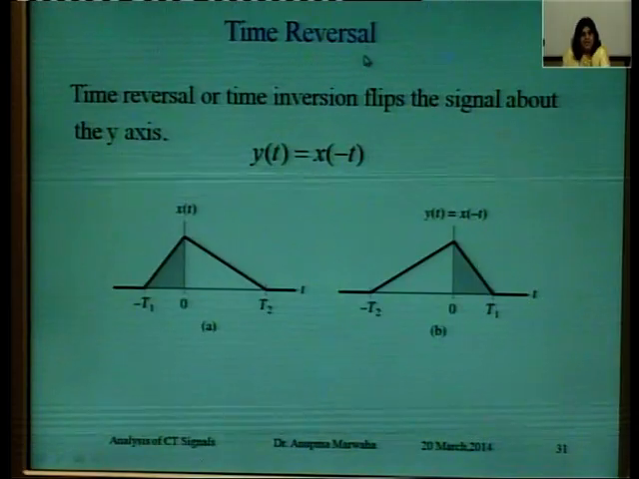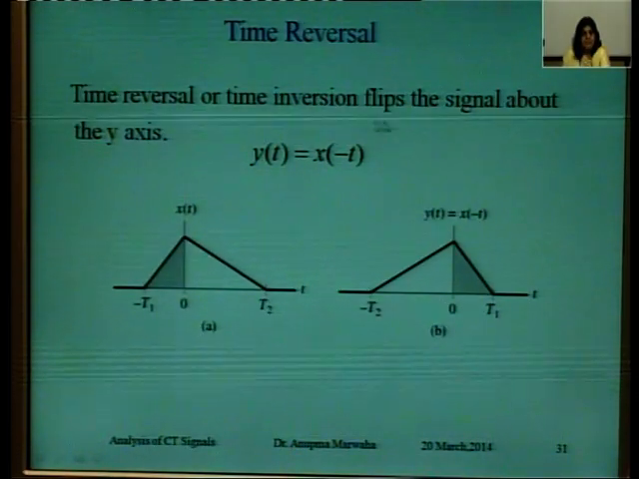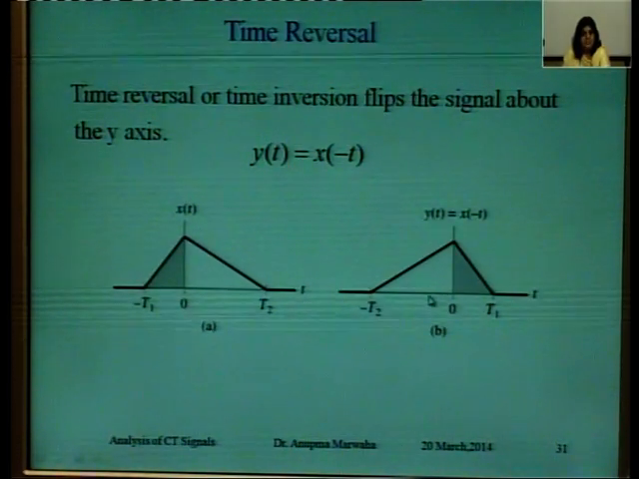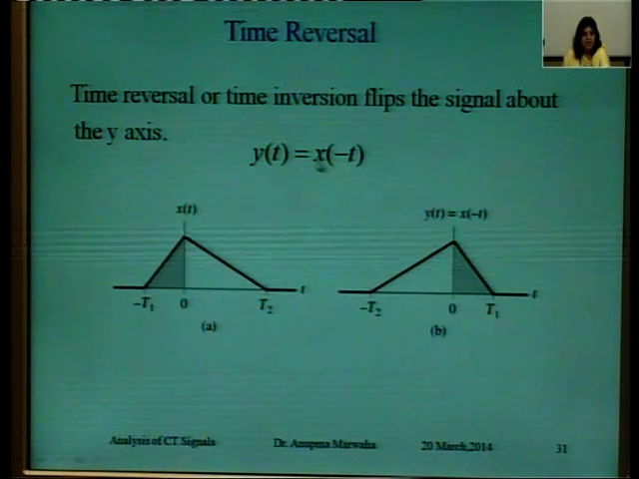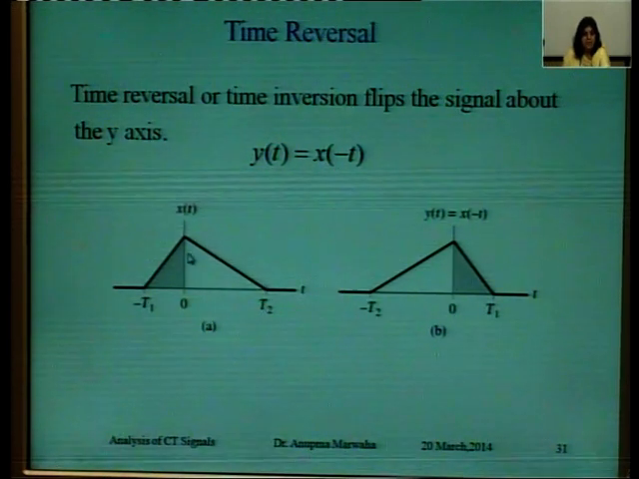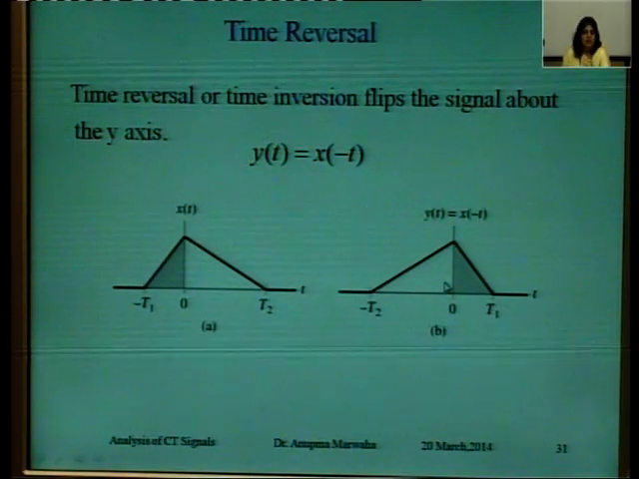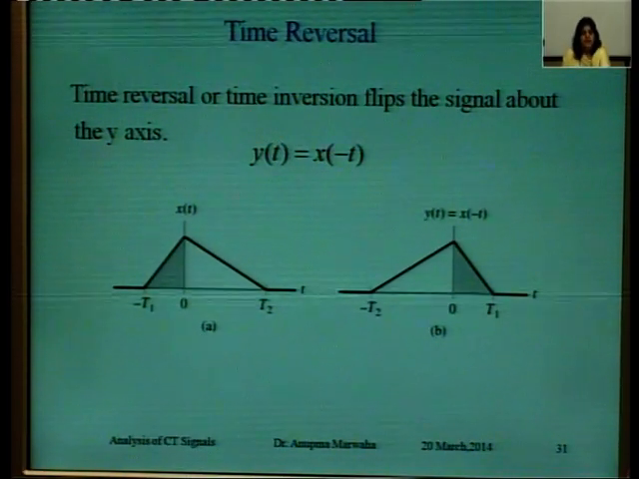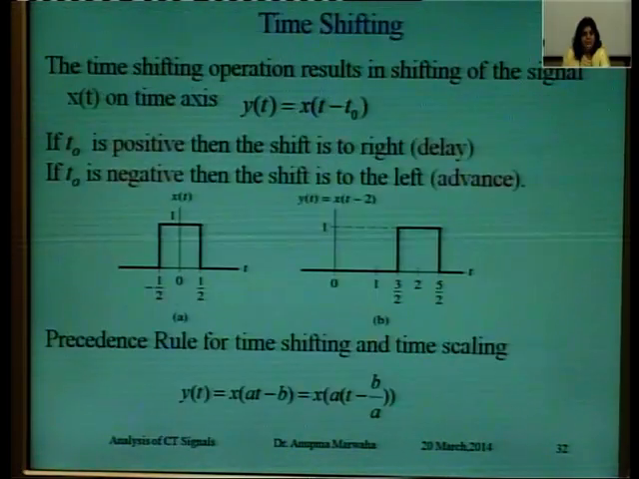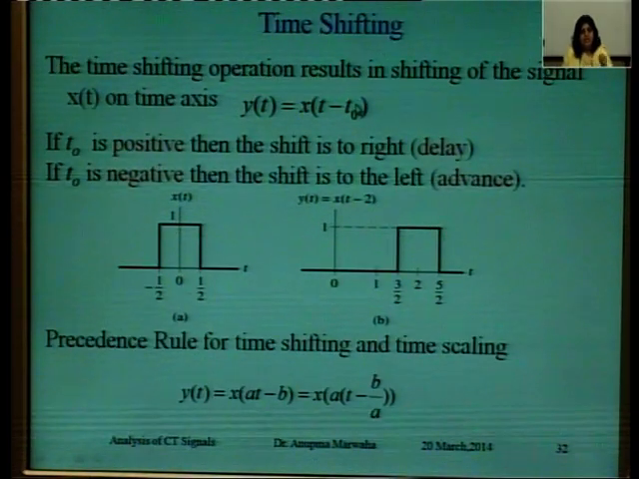The second operation is time reversal. Time reversal simply flips the signal about the y axis. So, if we have signal x(t), then y(t) will be x(-t). This is signal x(t), and we have simply reversed the signal about the y axis.